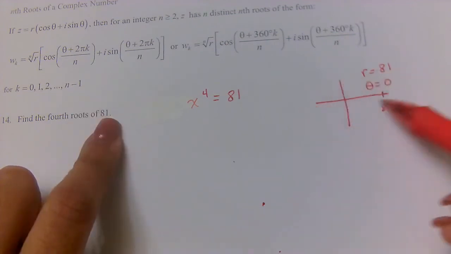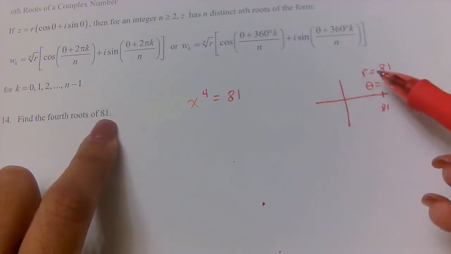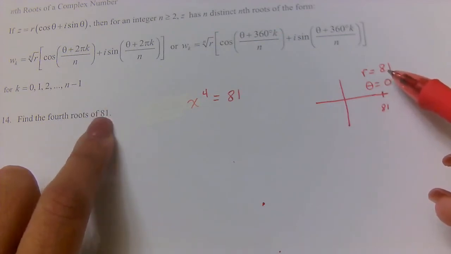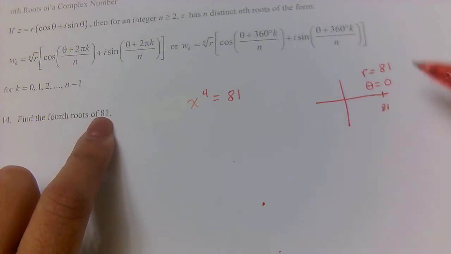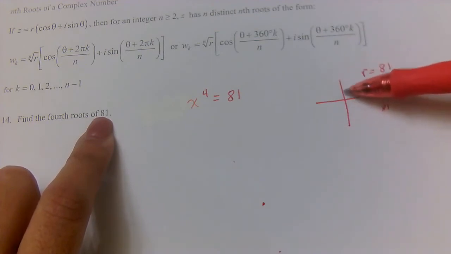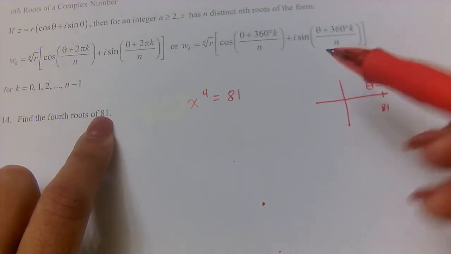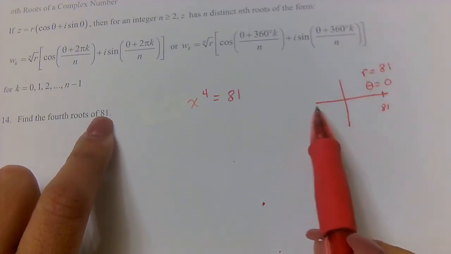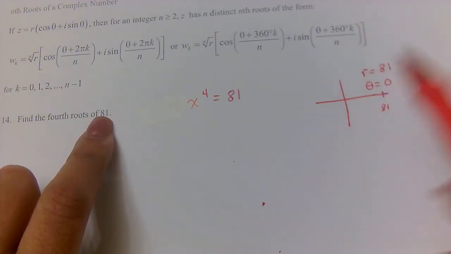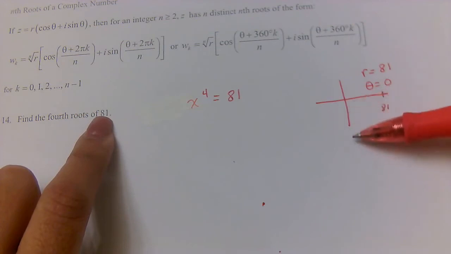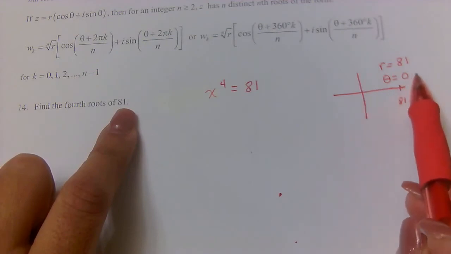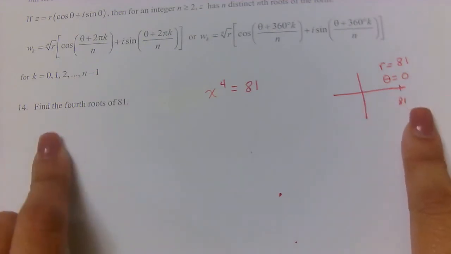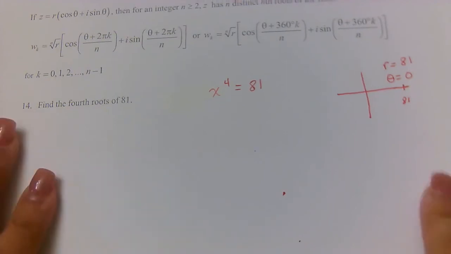Whenever it's on the real axis or the imaginary axis, R will be whatever the coefficient is. And theta will either be 0 degrees if it's here, 90 degrees if it's here, 180 degrees if it's here, or 270 degrees if it's here. In this particular case, we're going to be using radians, so I just put 0 with no degree sign, so it's 0 radians. Let's go ahead and plug in everything.